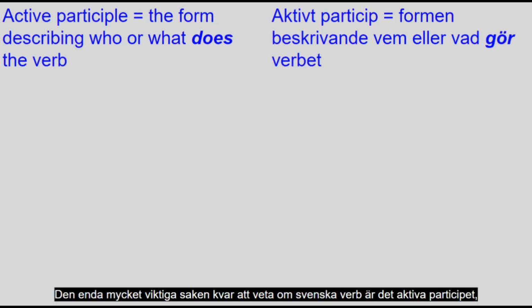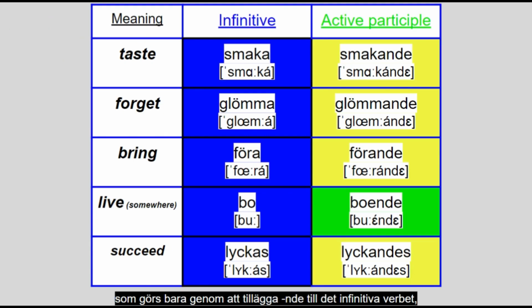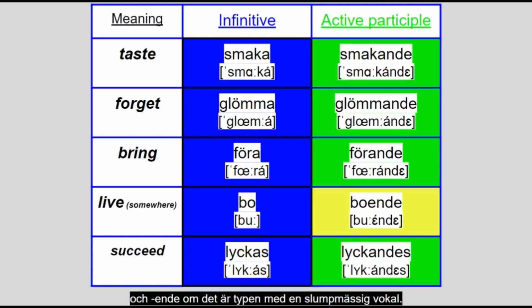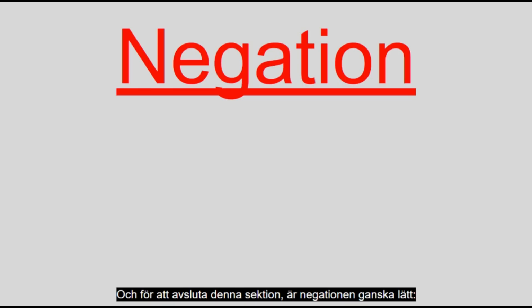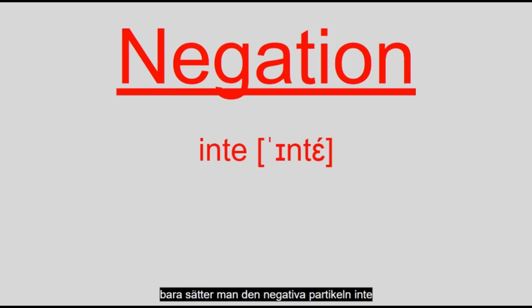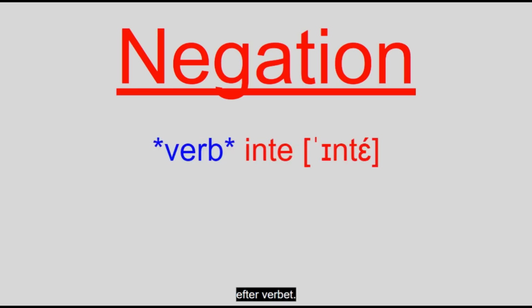The only really important thing left to know about Swedish verbs is the active participle, which is just formed by adding nde to the infinitive verb, and ende if it's the type with a random vowel. This gives us smakande, glömmande, förande, boende, and lyckandes. And to end this section, negation is pretty easy. You just put the negative particle inte after the verb.